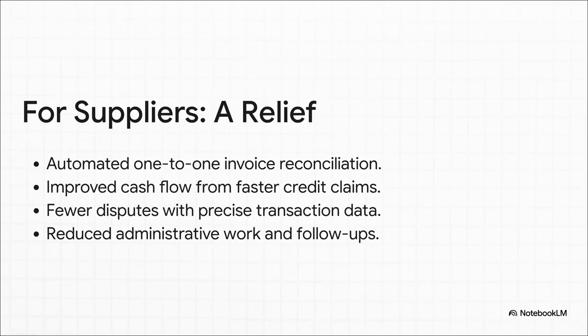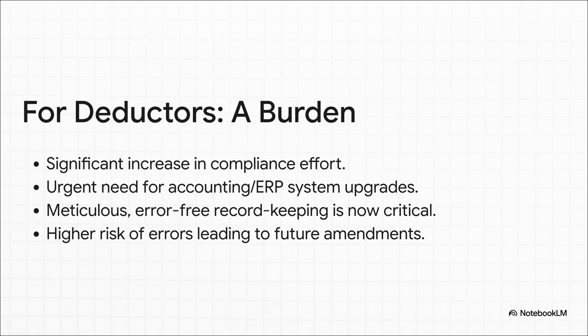Okay, if you're a supplier, the deductee, this is a major relief. Honestly, it's a game changer. Reconciliation becomes automated because your TDS credit is now matched one-to-one with your invoices. This means your cash flow improves because you can claim and use that credit way faster. You'll have fewer disputes and your admin work slashed. Less time chasing paper, more time running your business. It's a huge win.